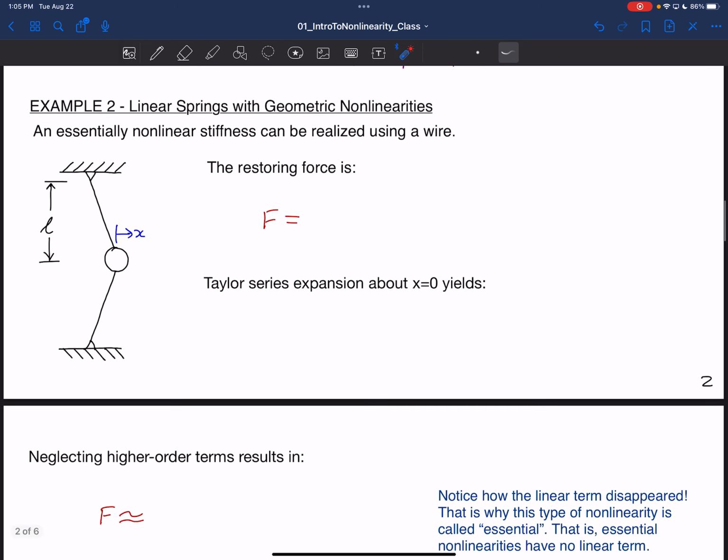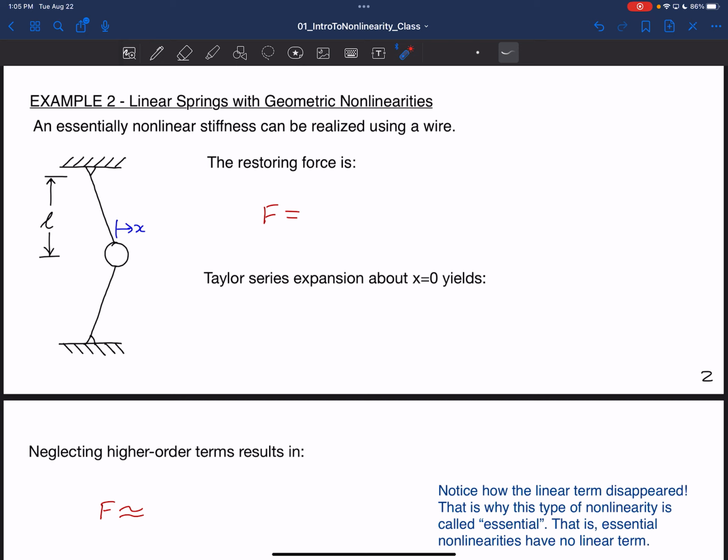Okay. Let's take another look at a second example. This is just a particle or some mass that is connected by some thin wires to ground, and it is displaced transversely, shown like here. And this is a geometric nonlinearity that arises just due to geometry, quite literally.